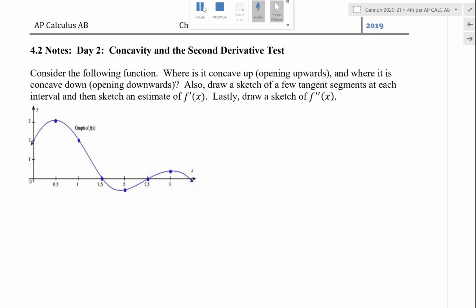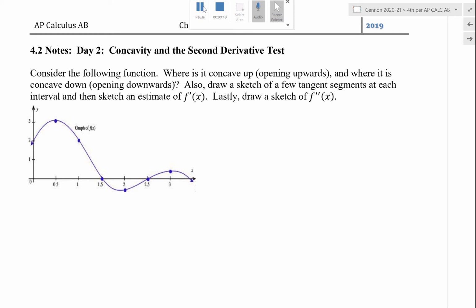Hey everybody, this video is to take a look at the 4.2 day 2 notes. And in this video, we're going to look at concavity and what's called the second derivative test. So we have a graph here we're going to take a look at. And what we want to do is, it says, consider the following function.